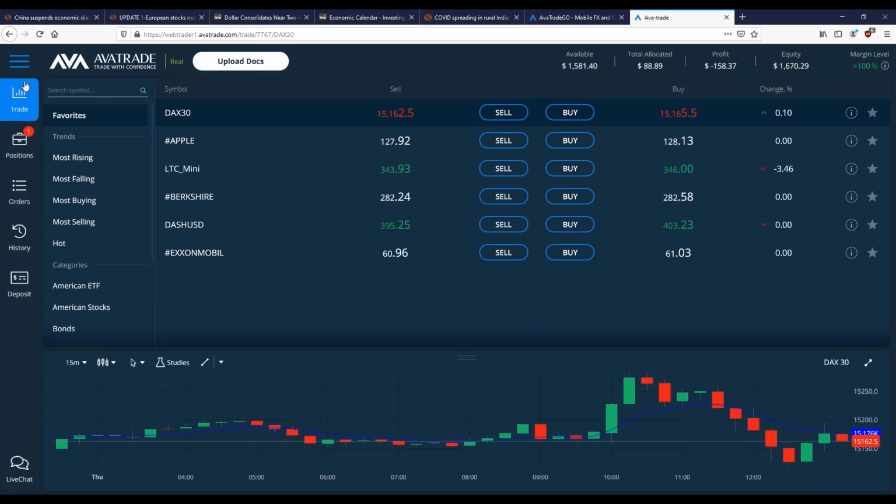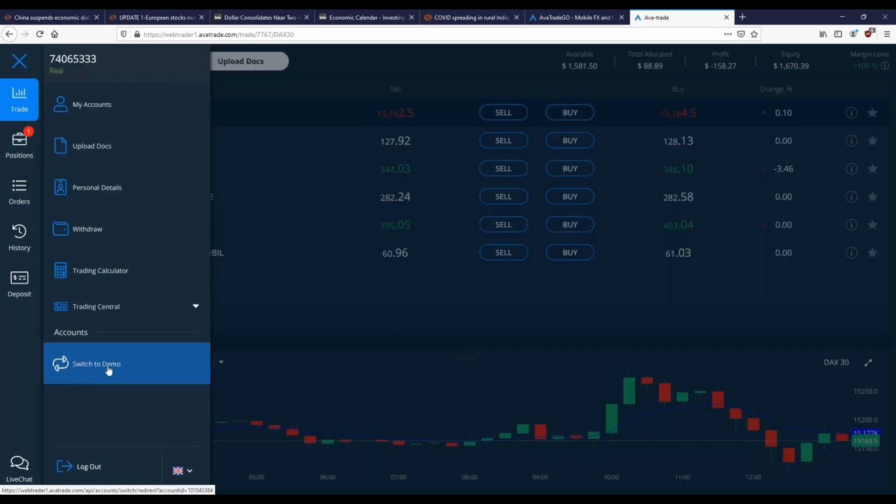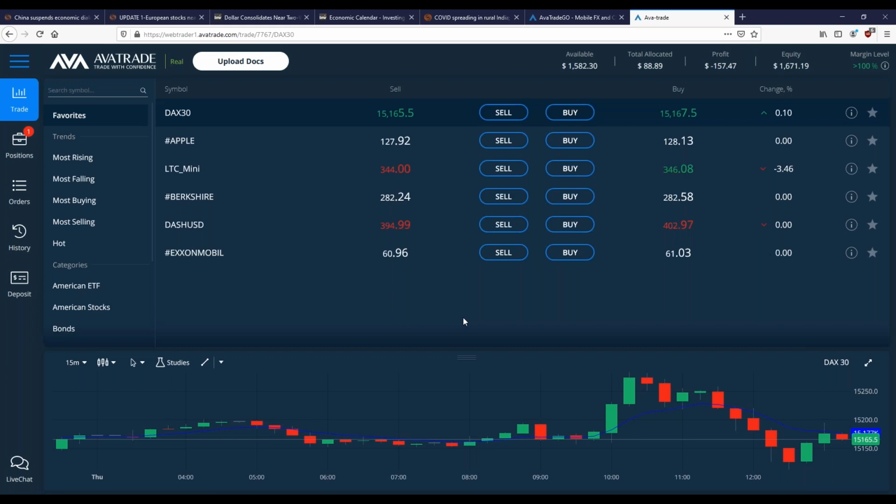And you can switch between your accounts, switch to demo. You'd see all your live accounts listed here, MT4, MT5. You can trade on all of them right from here. Any trades you open here show in your other logins on the MT4, MT5, etc.